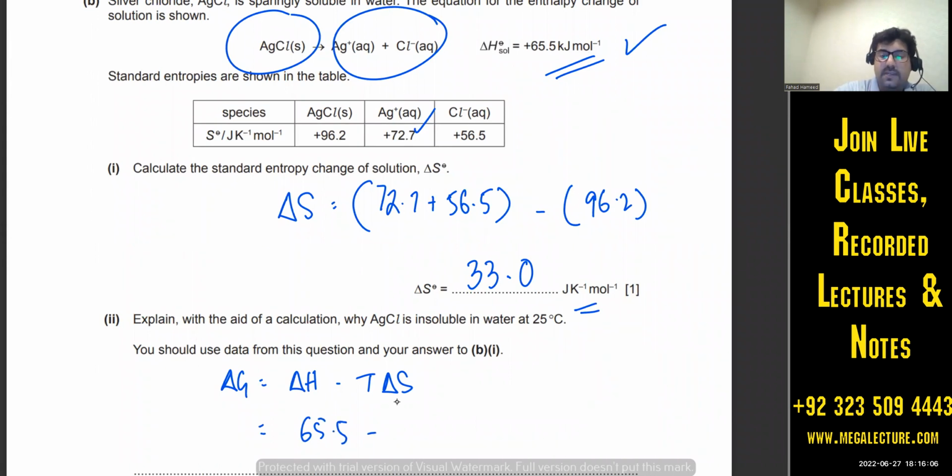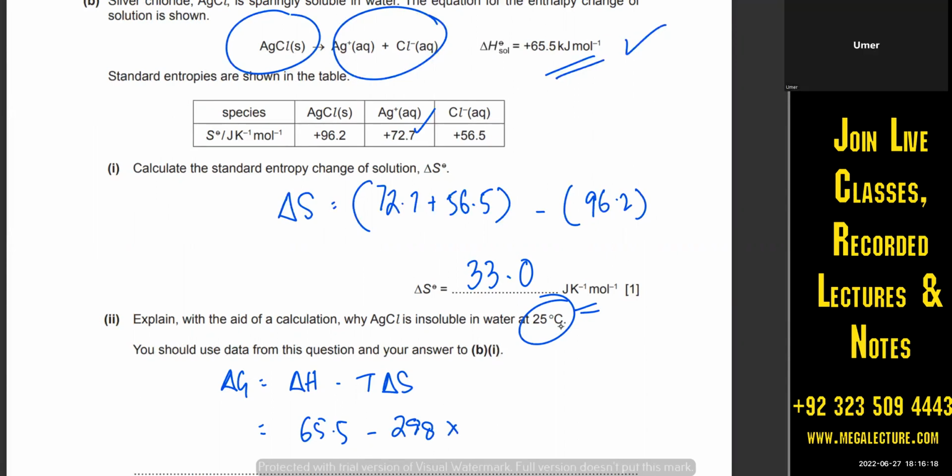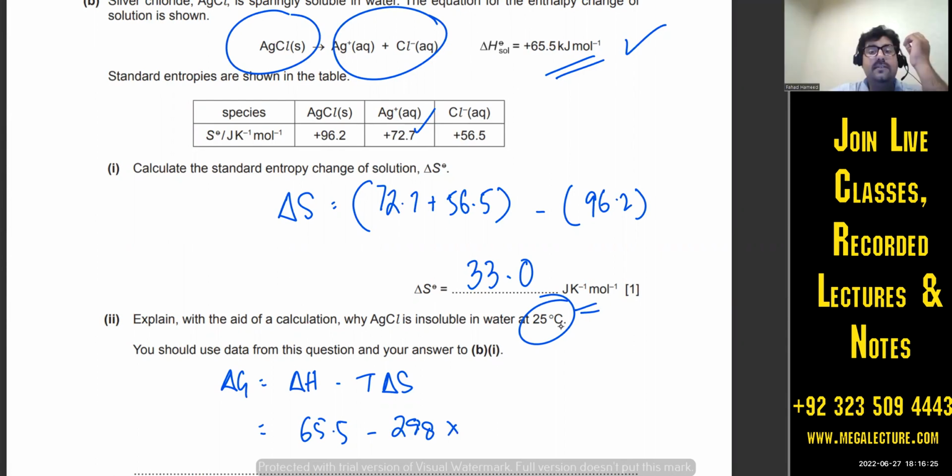So it's 65.5 minus T. What temperature is he talking about? The temperature must be in Kelvins. It should be 298 into, so this is 298, and multiply that by what? Every time we take it in Kelvin, temperature is always Kelvins.